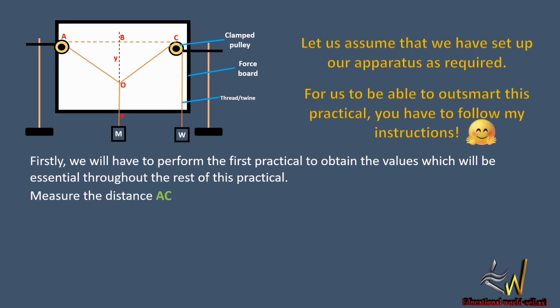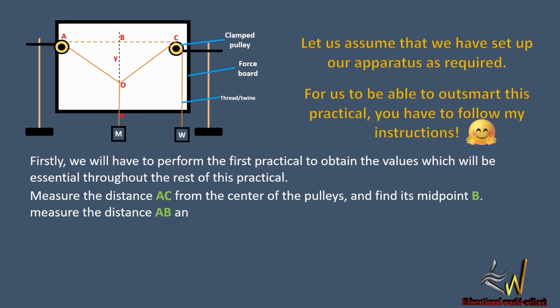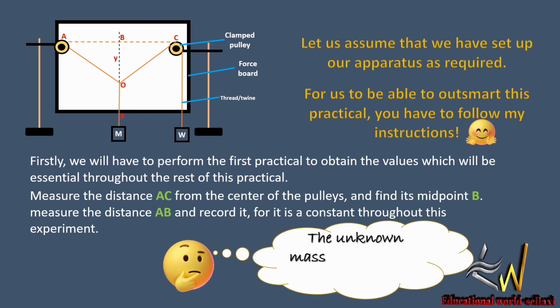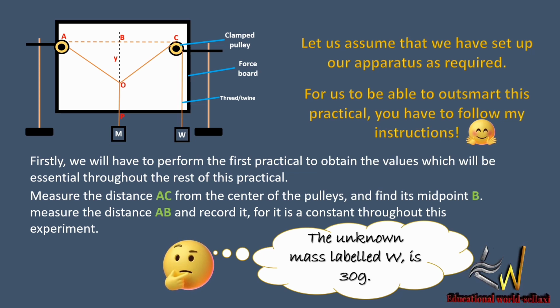Measure the distance AC from the center of the pulleys and find its midpoint B. Measure the distance AB and record it, for it is a constant throughout this experiment. We must be thinking, what is the value of the unknown mass labeled W? Its value is 30 grams. But relax, it's not going to be considered in this experiment.